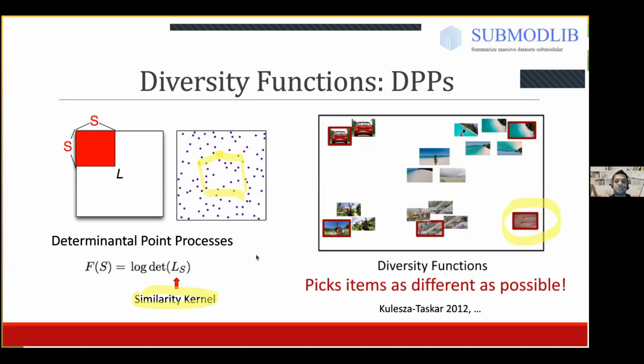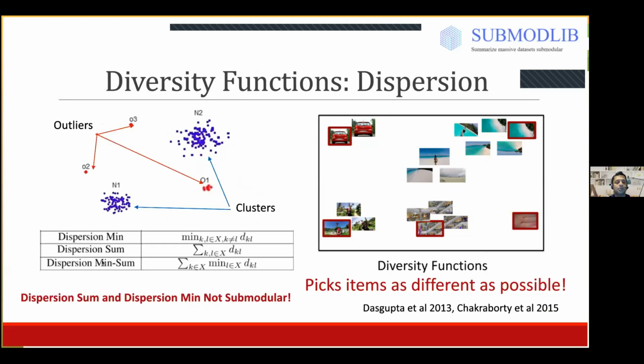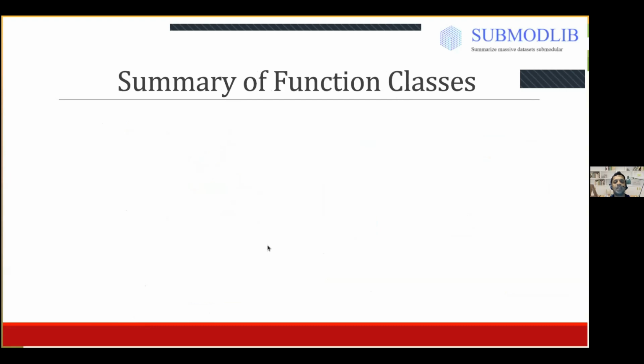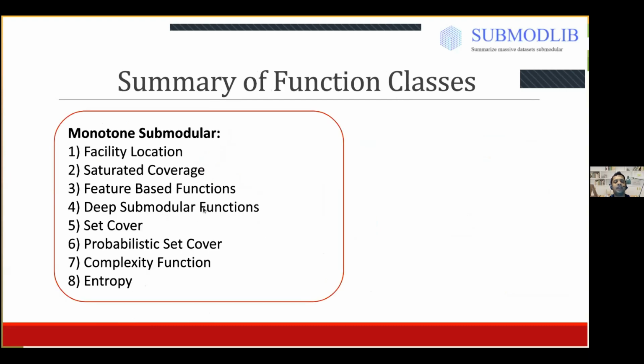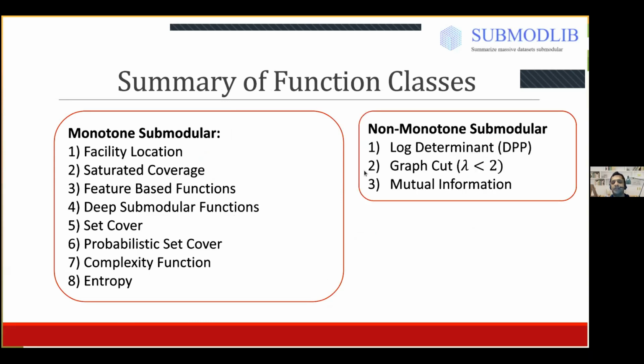representation class of functions. You could likewise also do dispersion min, dispersion sum, dispersion min sum. Dispersion sum and dispersion min are not submodular. Dispersion min sum is. So as a summary, we have a bunch of submodular functions. Several of them are monotone. As I mentioned, the log det is not a monotone submodular function. Likewise, graph cut and mutual information aren't.